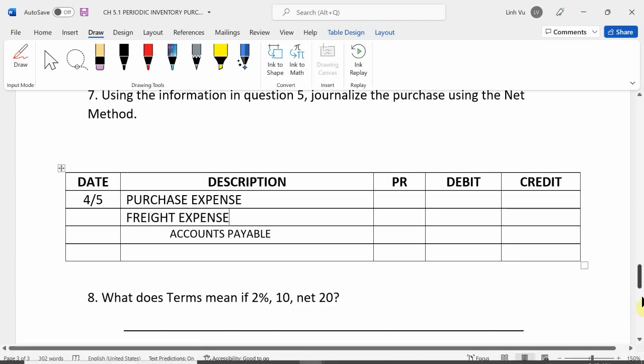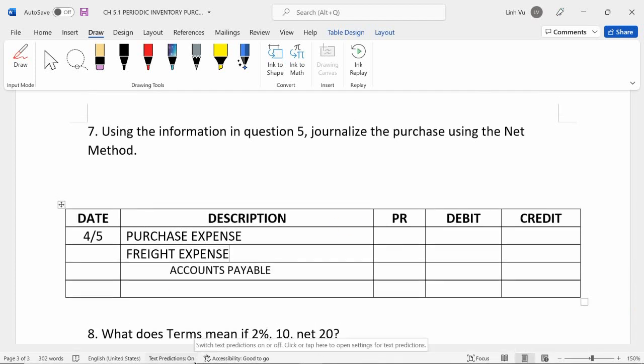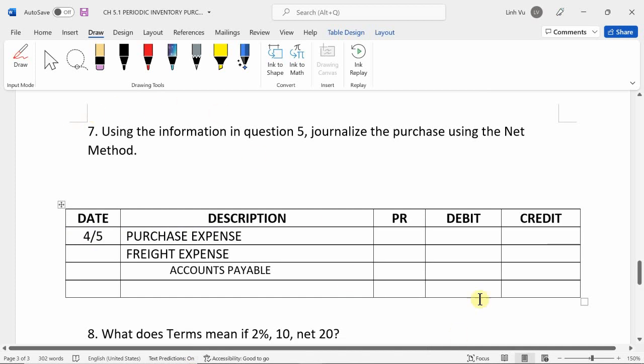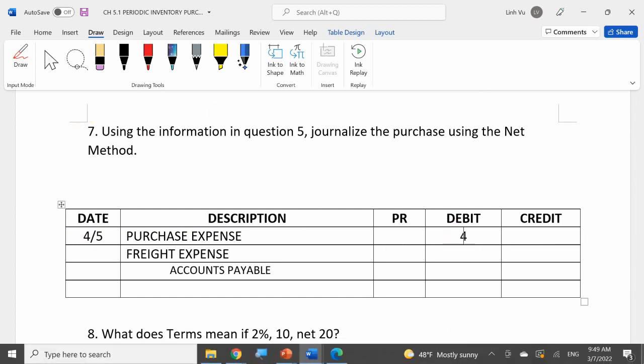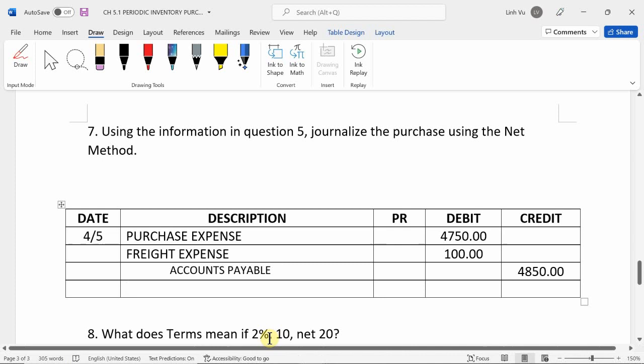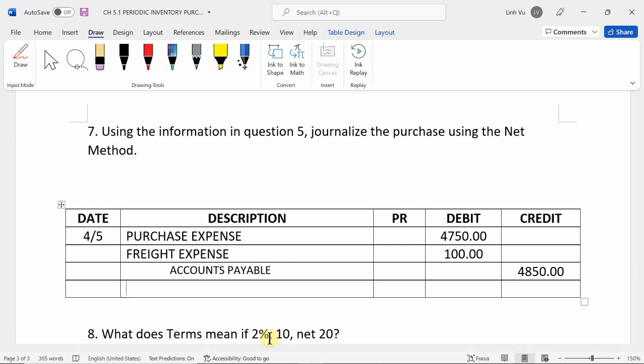Okay? If I'm using the net method, right? $4,750 for purchase plus 100 is going to give me $4,850. Okay? And that's what I should owe, right? Not what they billed me. Because it's the net method, we're saying that we're going to pay them on time. So this is the amount that I should be owing. Right?